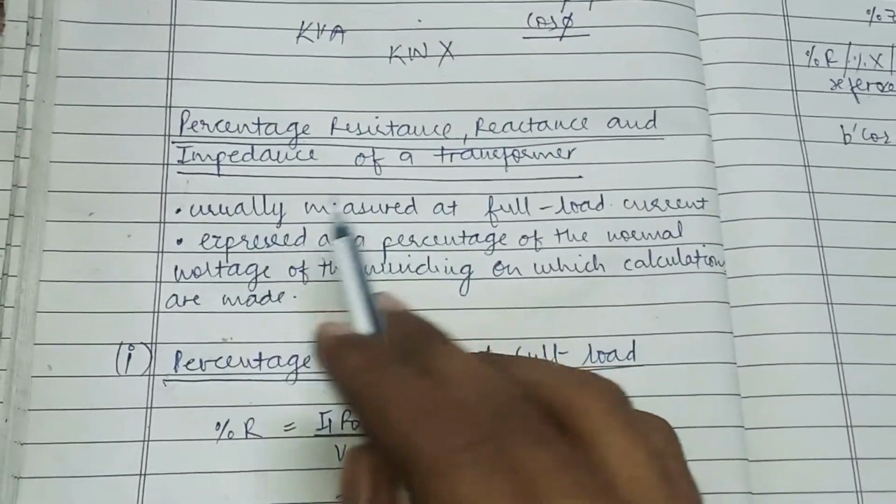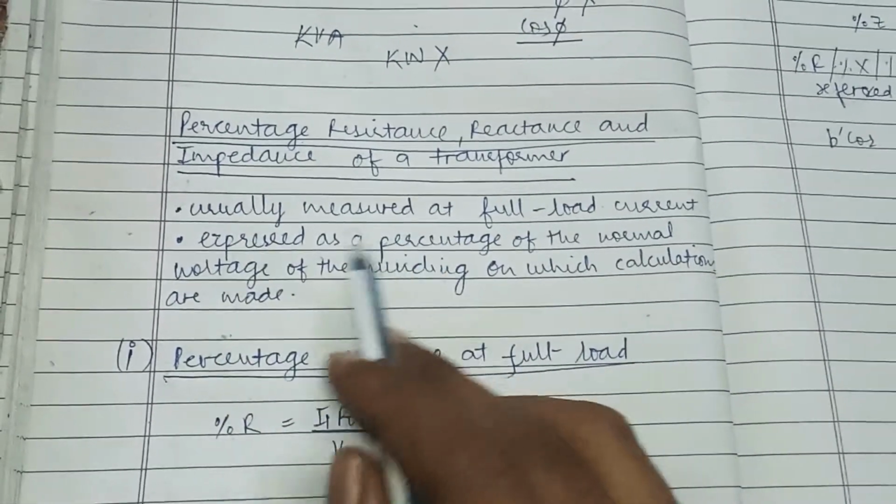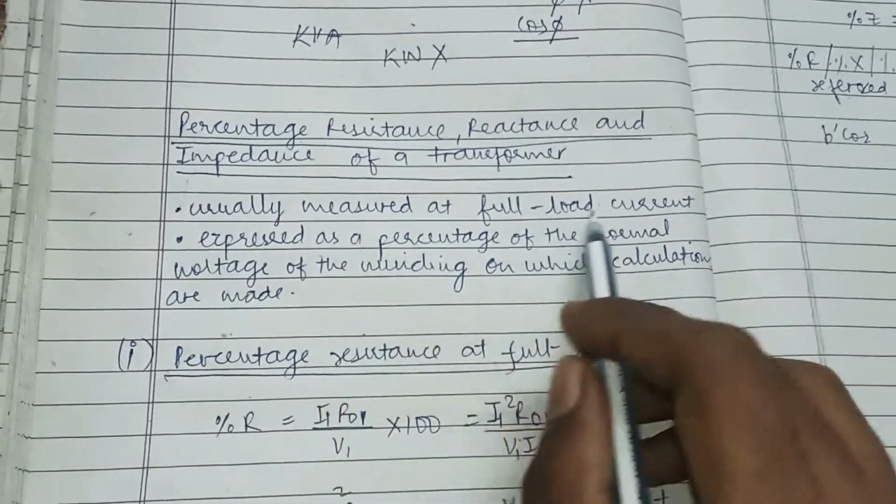Now, how do we calculate percentage resistance, reactance, and impedance of a transformer? They are usually measured at full load current.